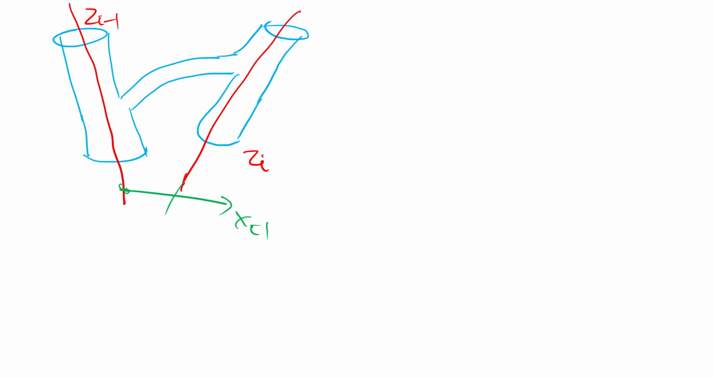Now just imagine this is my ith frame and here is the i minus 1 frame, and here is the ith joint. If you want to refer the ith frame with respect to the i minus 1 frame, we are going to merge this joint with this one. So we have zi minus 1 and zi like this, and now I have to merge this point like this.